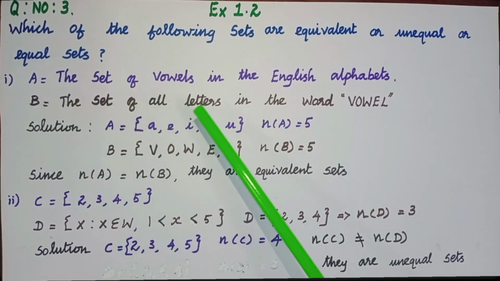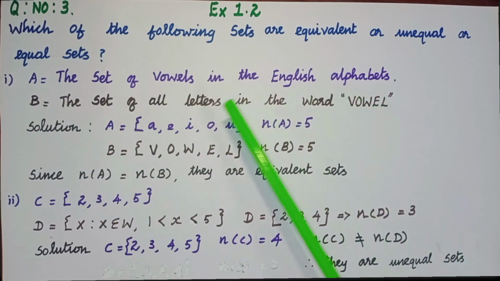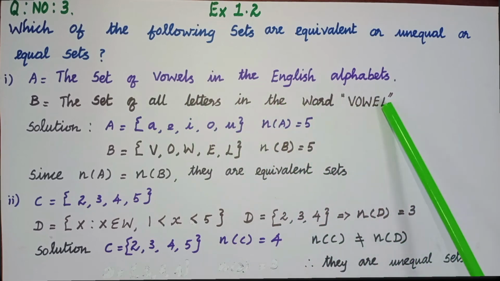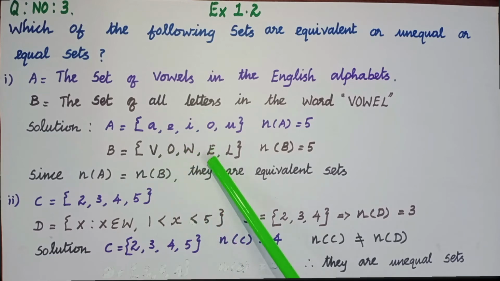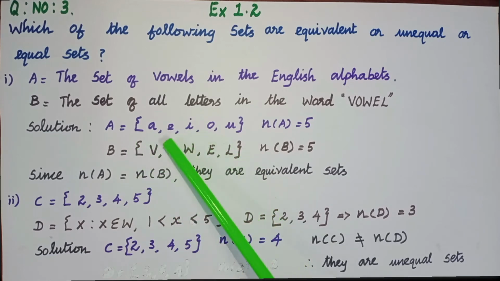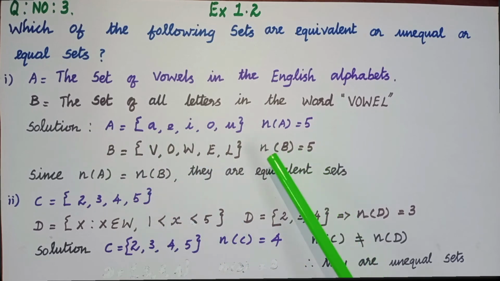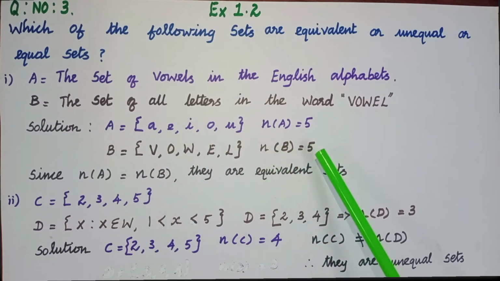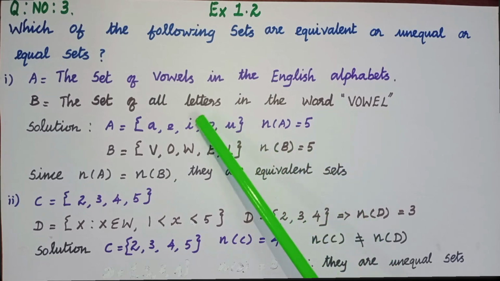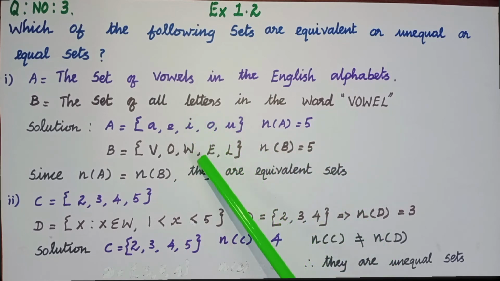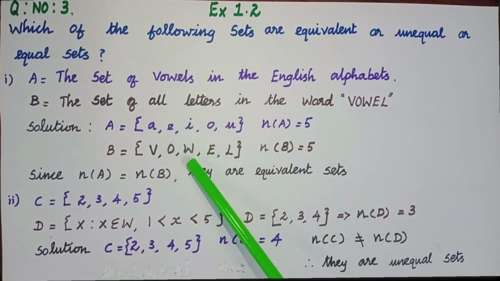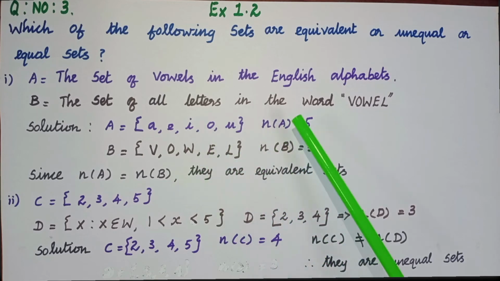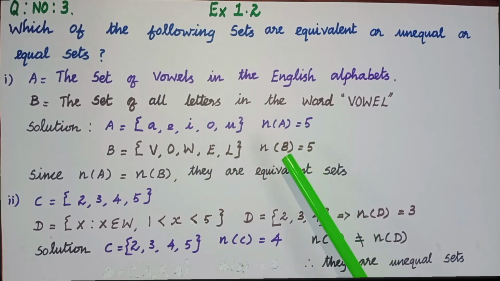Set B, the set of all letters in the word vowel. Now list the letters in the word vowel. Set B equals V, O, W, E, L. So the number of distinct elements in set B is 5. So the cardinality of set B is also 5. Now we compare the elements of set A and B and the cardinality of set A and B. The elements are not the same, but their cardinality is the same. Therefore, they are equivalent sets.